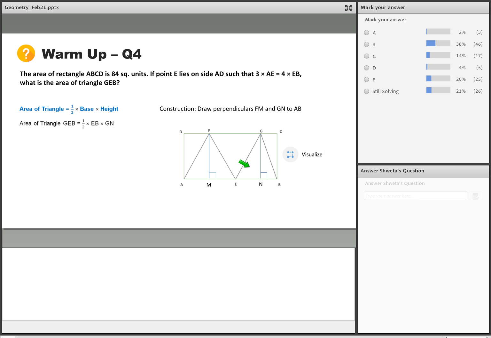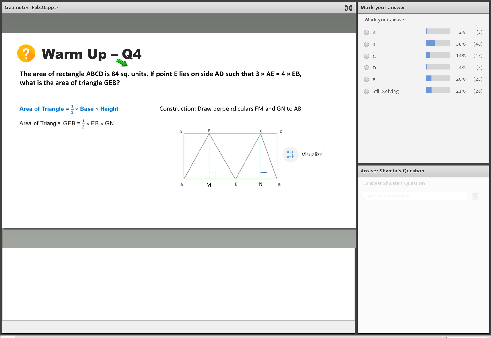So step one here is to draw perpendiculars. So I'm drawing it for both of these triangles, even though I just have to work with this one on the right, GEB. So GN here is the height of that triangle. Now area is half into base into height. I really don't know the base. I don't know EB yet. I don't know GN yet. So there's a lot I have to do.